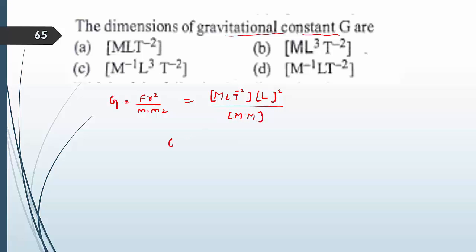Or we can write G equal to, here one m will get cancelled. This m we can take to numerator, it becomes M^-1. L into L square will be L cube. Remaining is T^-2. So this is the dimensions of gravitational constant G. So the right answer is option C.